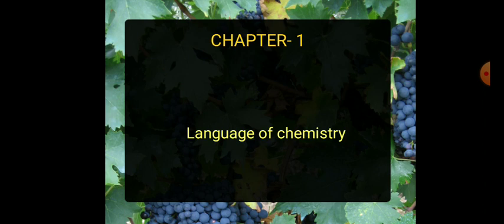Why is chemistry important? Why should we study chemistry? Because it helps us to understand what the things around us are made up of. For example, we will get to know about the mixture of air, about the sand which is made up of silicon and oxygen, about the water which is made up of two elements, hydrogen and oxygen.